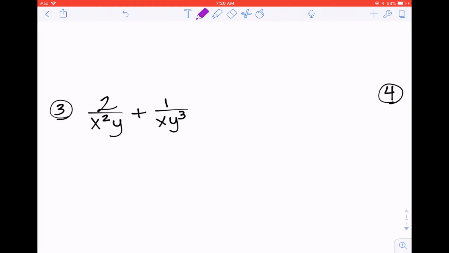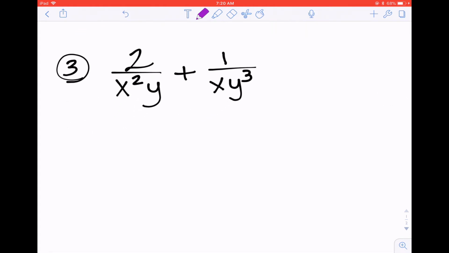Okay, moving on to 3 and 4, now we're going to add in some variables. For number 3, we have monomial denominators, and remember what that means is we have no pluses or minuses in between any of the variables or numbers. So we want to figure out, with x squared y and xy cubed, what the least common denominator is. The least common denominator is going to end up being each variable with the bigger exponent. So in this case, it's going to be x squared y cubed, okay?